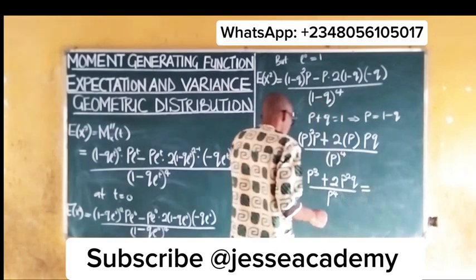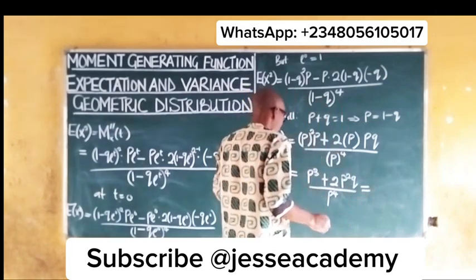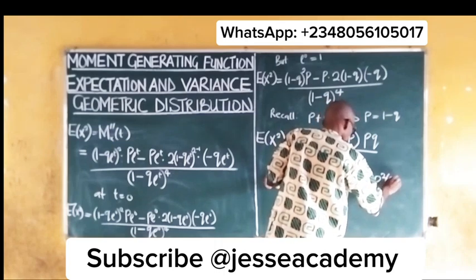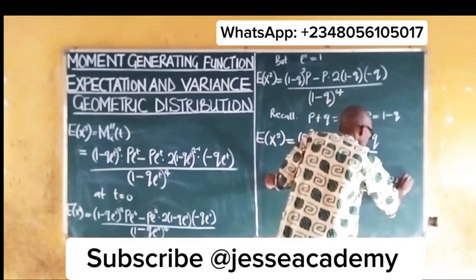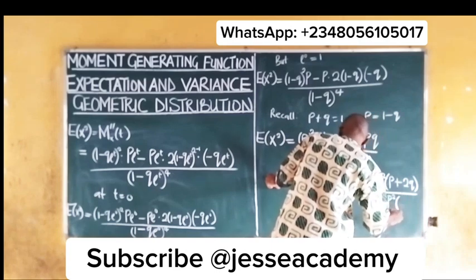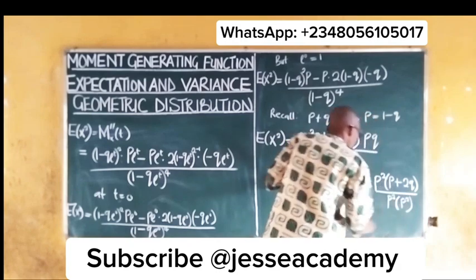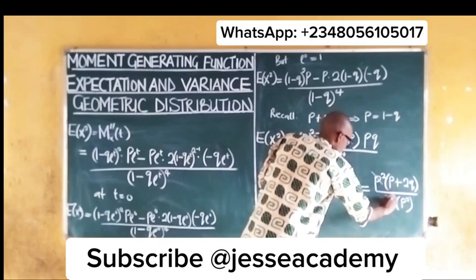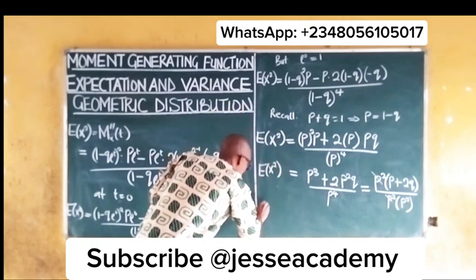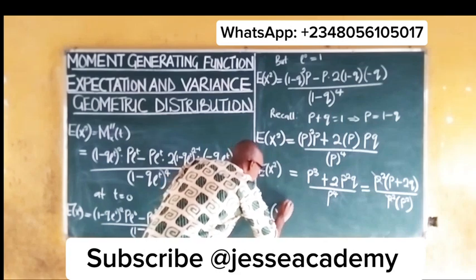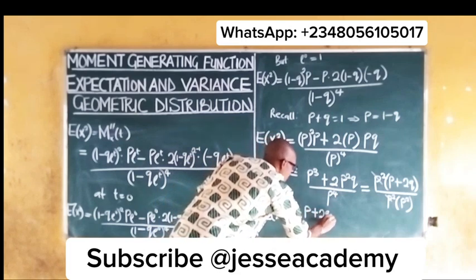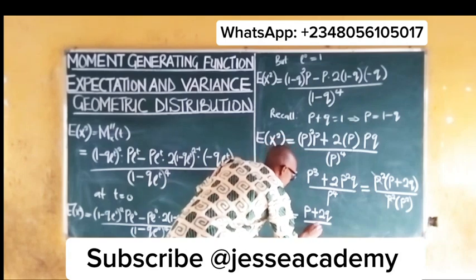This is also equal to, something can come out, we can bring out P squared. P squared can come out here to give us P plus 2Q all over P can also come out here into P squared. Of course, P can cancel P. It then means that our expected value of x squared will be equal to P plus 2Q all over P squared.